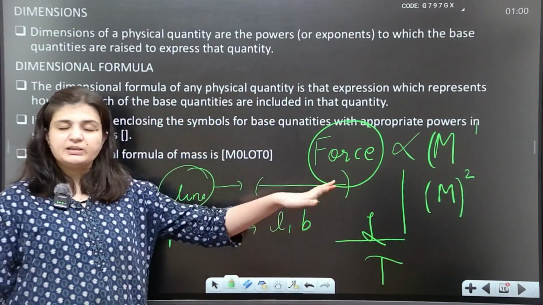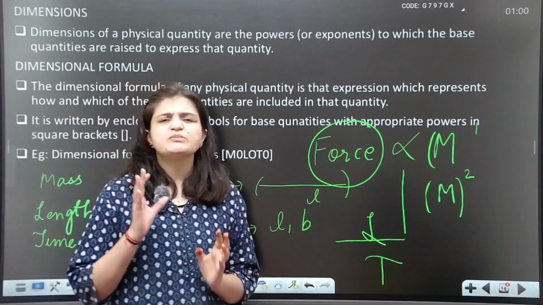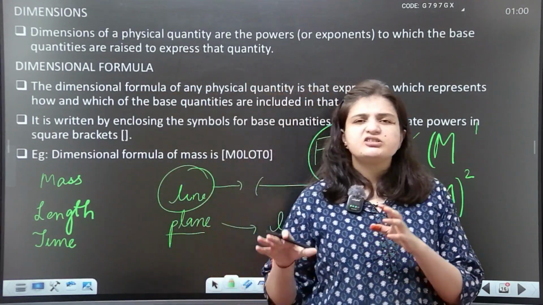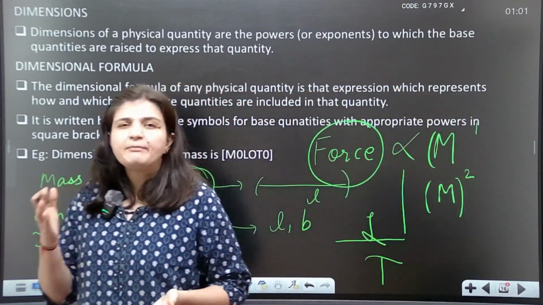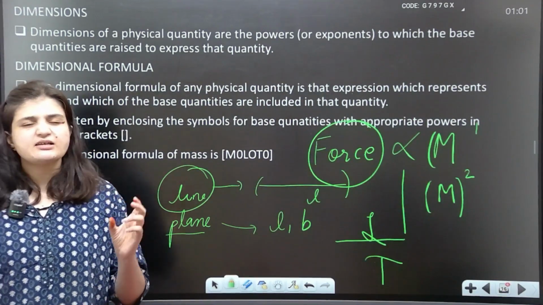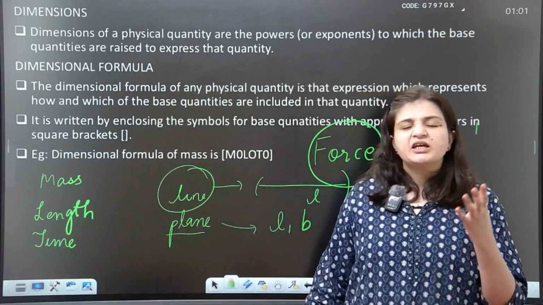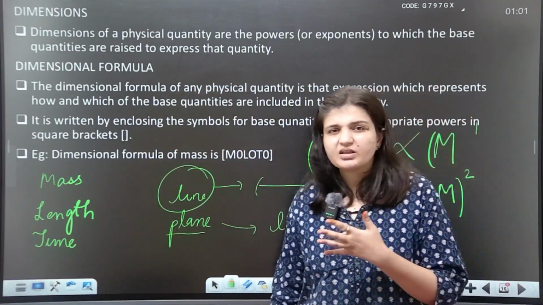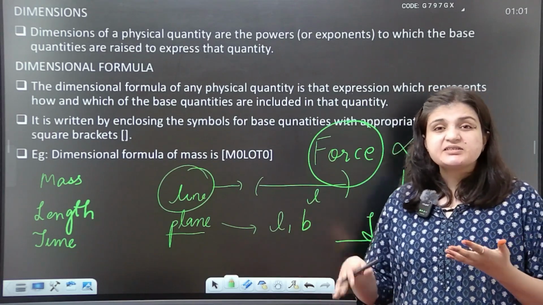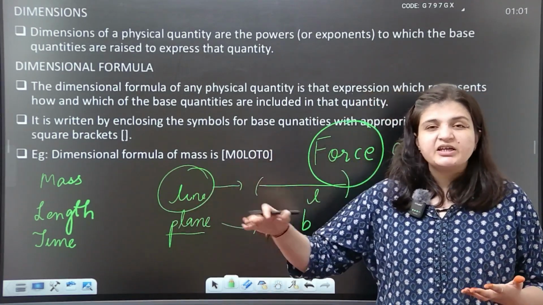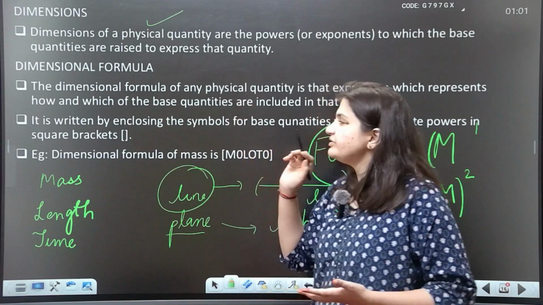There are certain limitations of this which we will come to, but the concept of dimension is very easy. It is just to know how each quantity depends on the base quantities. We know that derived quantities depend on the base quantities. Like force depends on mass, length and time. But how are these quantities dependent? Is it a square, a cube, a fourth power? We understand all this using the concept of dimension.